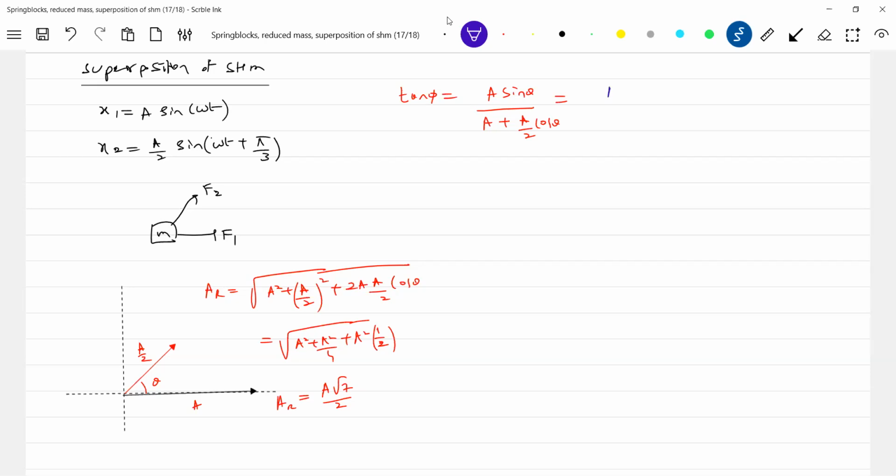Okay, there's a formula. So now substitute here, a sin theta. Theta is the phase angle, pi by 3. Substitute: sin 60 is root 3 by 2, A plus A by 2, 1 by 2. Solving this will give the resultant amplitude and also the phase angle. Then we can calculate the resultant SHM. So what will the equation of SHM be? AR sine omega t plus phi.